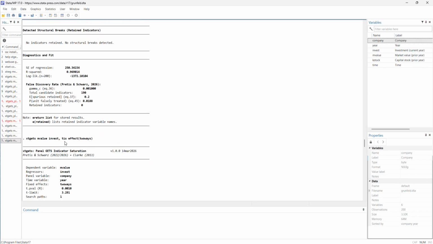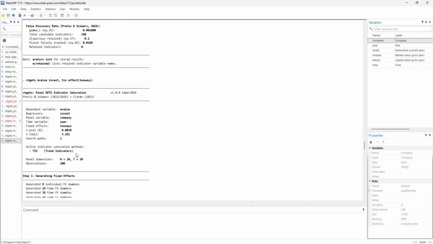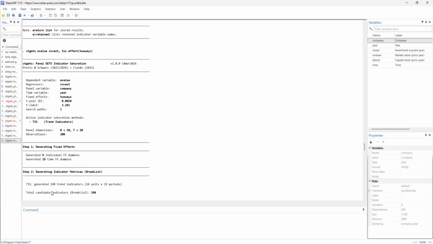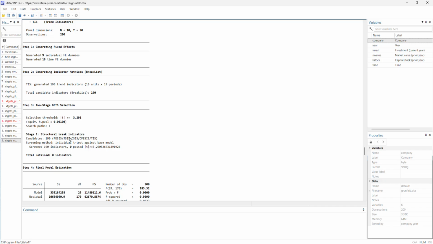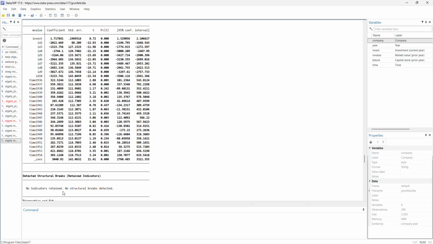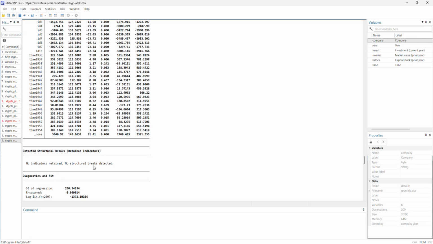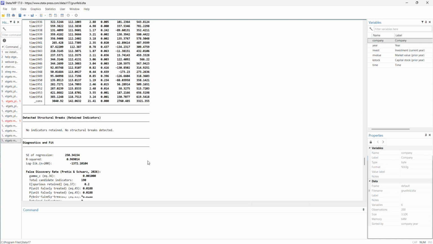Next is TIS. So you go down, it will show you that it generated 119 trend indicators across periods, so 119. Okay, so it looks at changes in the trend. So this stress value, it identified none of them. No structural break of this type is detected.